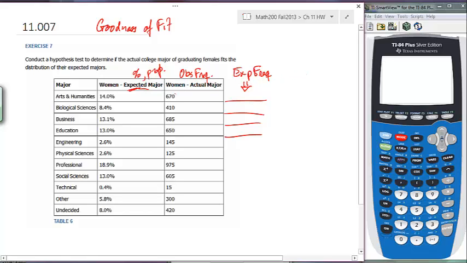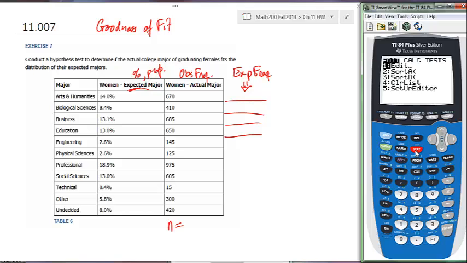Our observed frequencies are given in this column, and for us to be able to compute our expected frequencies, we need to figure out what the total is for our data set. So what you can do is type all this stuff in your calculator and add them all up, or better yet, if you have it on the list, I have mine in L1 already, 670, 410, 685.